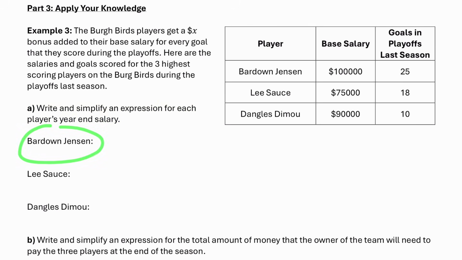For Jensen, if we look at his salary, he gets a base salary of $100,000, plus he gets X dollars for every goal he scored, and he got 25 goals. So an expression for how much he earns at the year-end would be $100,000, plus he's going to get X dollars for each of the 25 goals he scored in the playoffs. So plus 25 times X, where X is the amount of dollars he gets for each of the goals, which we don't know yet. So we use a variable X to represent that.